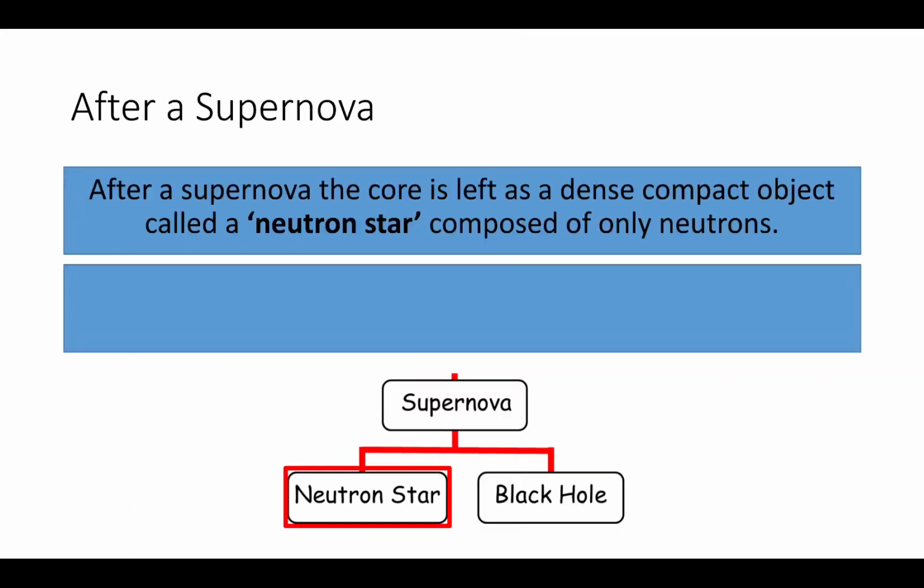Right, so after a supernova, the core is left as a dense compact object known as a neutron star, which is composed only of neutrons. These objects are incredibly dense. A bit of trivia is that a teaspoonful of neutron star would have approximately the mass of Mount Everest, so exceptionally dense. The object's quite small, around 12 miles in diameter, and they can spin at really frightening rates.